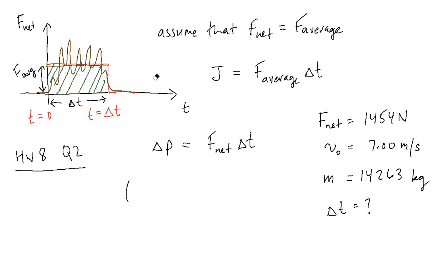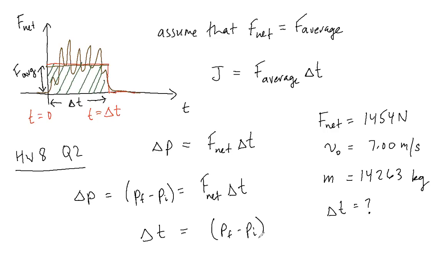Let me be more explicit. Delta P is P final minus P initial, which is equal to F net times delta T. So that being the case, let's go ahead and solve for delta T. Then we'll start plugging things in. I'm going to divide both sides by F net. So I get delta T is equal to P final minus P initial divided by F net.